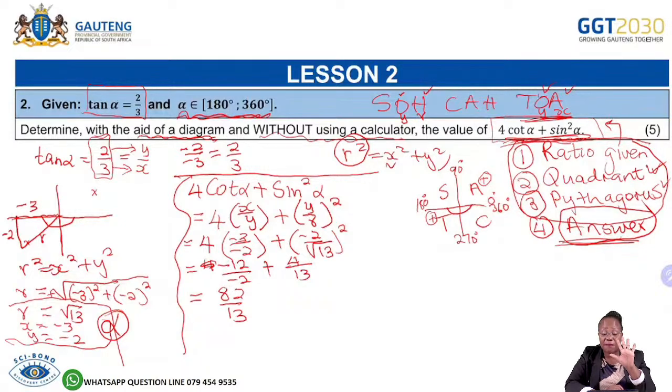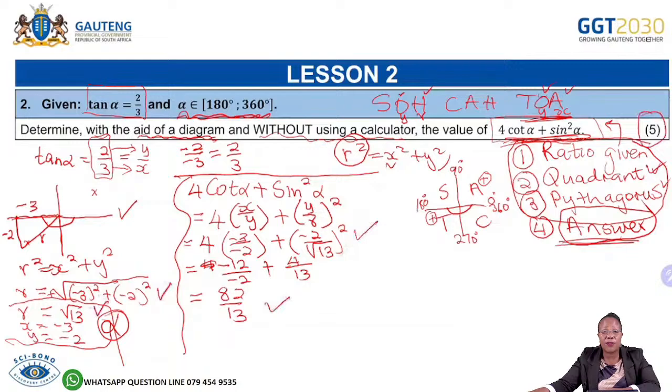So now we have 5 marks for this. The first mark will be for the correct diagram in the correct quadrant, indicating your values of y and x. The second mark will be for the substitution into Pythagoras theorem, correctly substituted. The third mark will be for the value of r, and the fourth mark will be for substituting correctly into the given expression. The final mark will be for your answer there. And that is how we allocate that 5 marks.